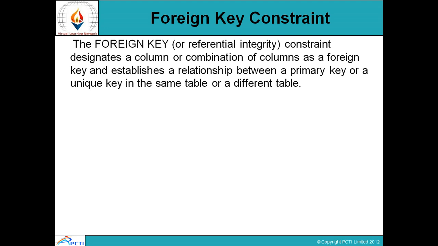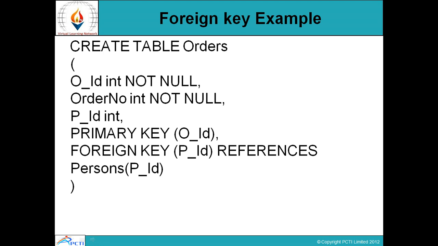One thing, the column should be the same in both the tables, and the first table where the primary key is created, the reference can be from another table, that is called the foreign key in another table. The foreign key is the referential integrity constraint that designates a column or combination of columns as a foreign key and establishes a relationship between a primary key or a unique key in the same table or a different table. This is the example of how we can create the foreign key.